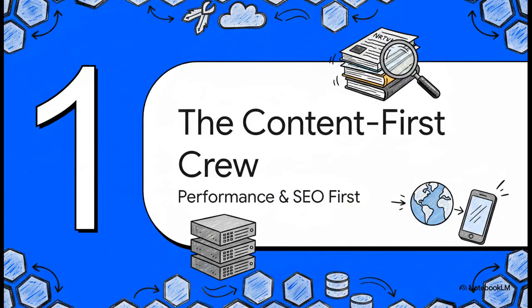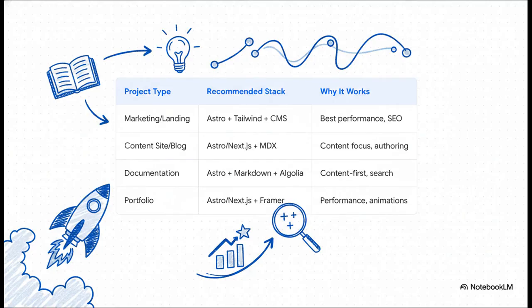So first up, let's talk about what we're calling the content-first crew. Just think about any project where the number one goal is just delivering content. Articles, images, information, getting it to an audience as fast and as efficiently as humanly possible. So take a look at this. Do you see the pattern here? For things like marketing sites, blogs, documentation, tools like Astro keep showing up.